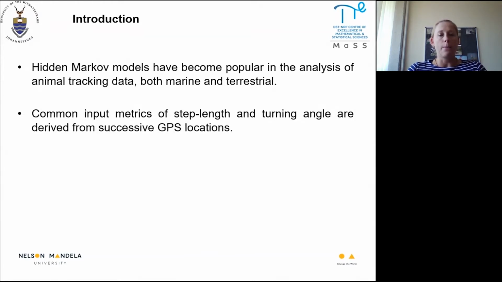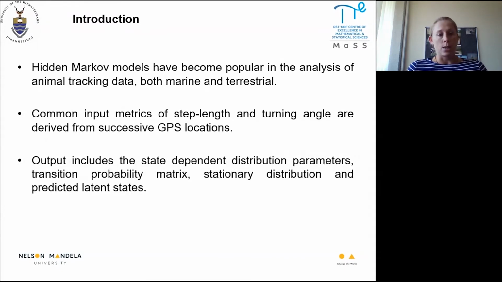Typically, the measures that are used as input for the model are the step lengths, which is basically the straight line displacement between successive GPS location points. And then the turning angle gives you the direction or the heading in which the animal is moving. And these are calculated from successive GPS locations that are obtained at predetermined intervals.